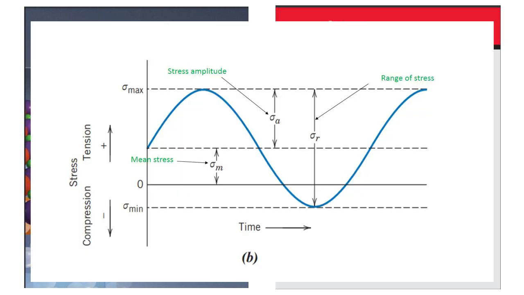Mean stress is the average stress over a complete cycle. So if you're looking at that wave, it's that middle point, like the average height of a mountain range. And then you have stress range, which is the difference between the maximum and minimum stresses. So that's like measuring from the highest peak to the lowest valley. Yes, exactly. And then stress amplitude is simply half the stress range. So it represents how much the stress fluctuates above or below that mean stress. So we're characterizing how intense those stresses are.